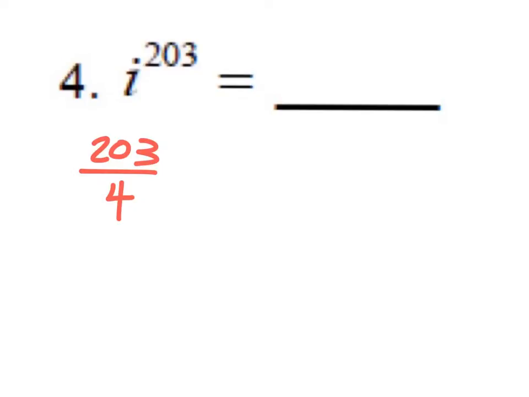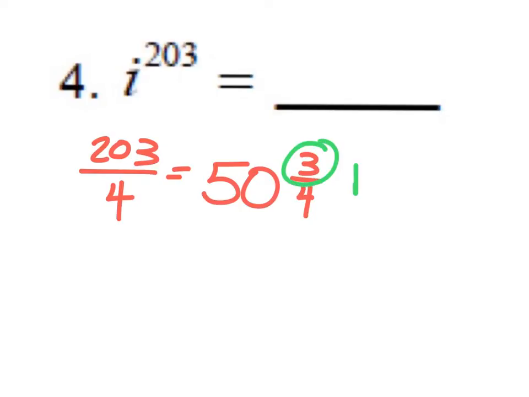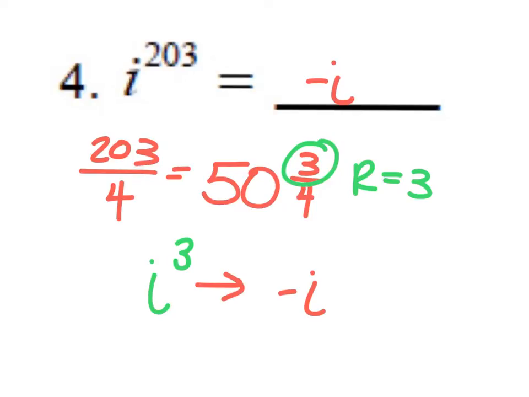All right, so then you might want to recognize that 4 definitely is going to go into 200. That's actually 50 3/4. Or you might see 50.75. So you should know that 0.75 is 3/4, which means your remainder is 3. Which means that your answer is going to be i to the 3rd. It's just i to the remainder. You just have to memorize that i to the 3rd is -i. So your answer here is -i.